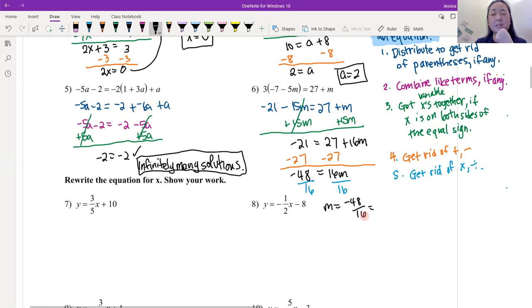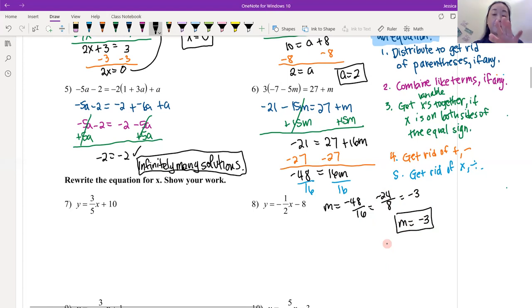Do you know how many times 16 goes into 48? And if you didn't know, let's say we didn't know, then we're like, okay, I know 2 goes into both of them, right? So 2 goes into 48 24 times. And 2 goes into 16 8 times. We're like, ooh, I know how to do this. So 8 goes into 24 3 times. So this answer is going to be -3. So ultimately, my answer is just going to be m is equal to -3.